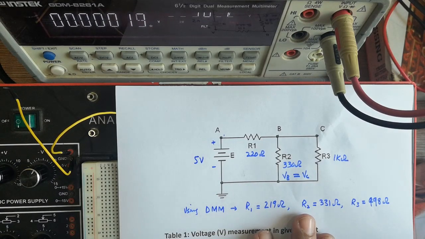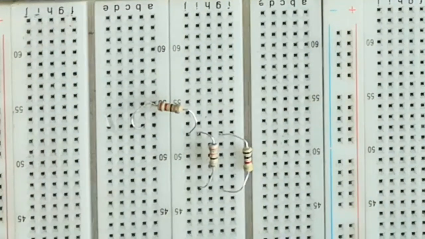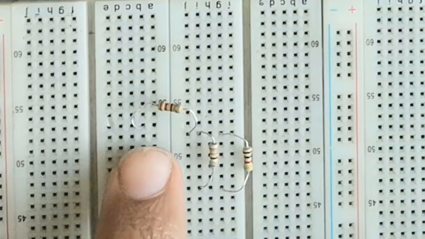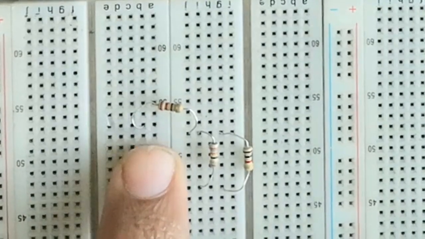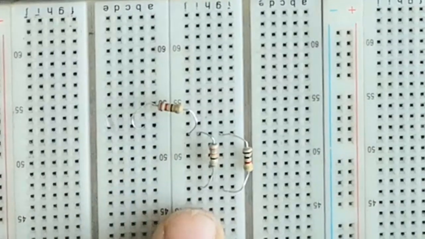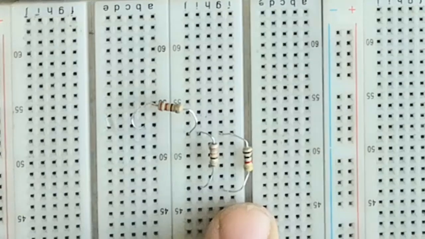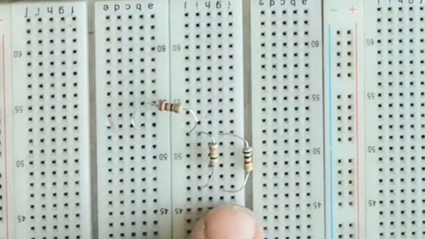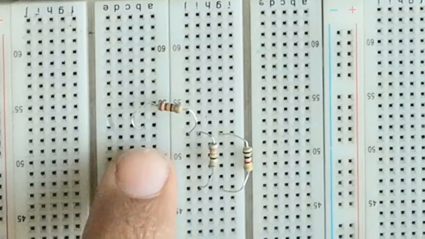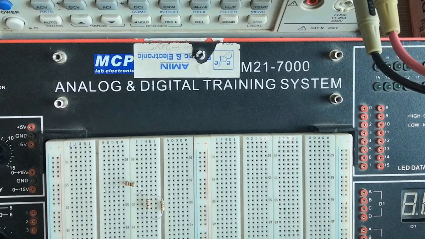First of all, we have to implement our circuit. Over here we have three resistances: R1, which has a value of 220 ohm, R2 with 330 ohm, while R3 is 1 kilo ohm. You can see that R2 and R3 are in parallel and both these resistances are connected in series with R1. Now we have to supply the voltage.